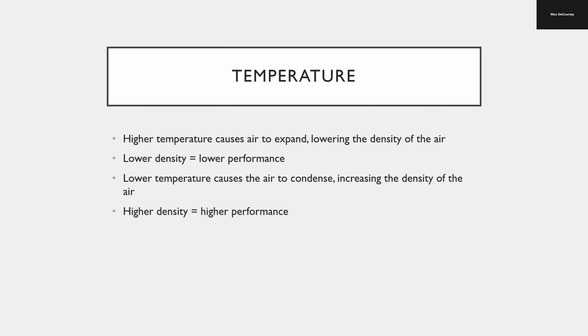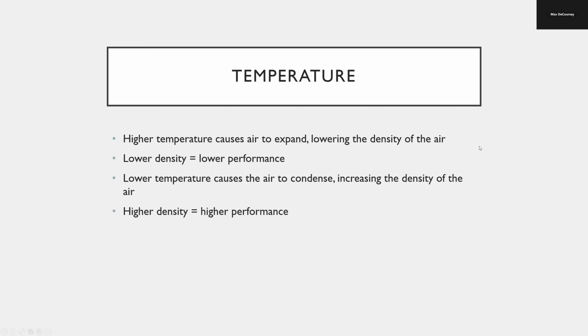Temperature. Higher temperature causes the air to expand, which lowers the density of the air. When you have lower density, that's going to be lower performance. Lower temperature causes the air to condense, increasing the density of the air. Higher density, higher performance. So if you can think back to how pressure and temperature relate to the density of the air, you can figure out what the effect is going to be on performance, right? If it's going to be higher density air, it's going to be better performance.